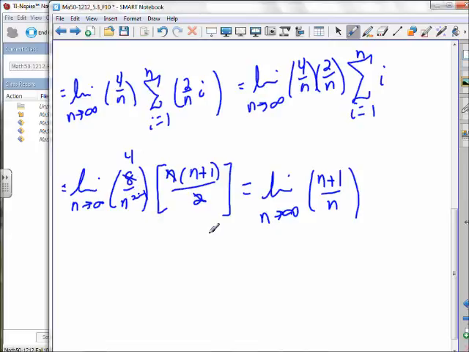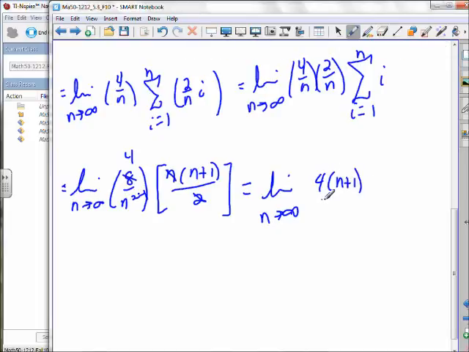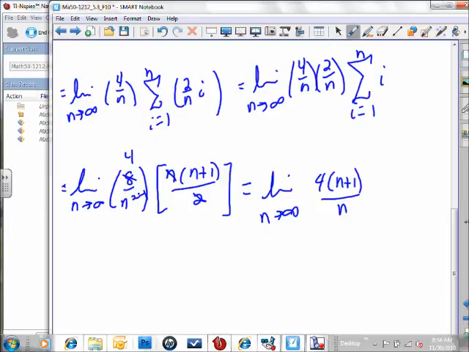2 divides into 8, 4. Whoops, where'd the 4 go? That's a good one. We'll just squeeze it in there. Okay. Actually, let me go back and write it a little differently so that we do have it. So we can use it. 4 times n plus 1 divided by n.